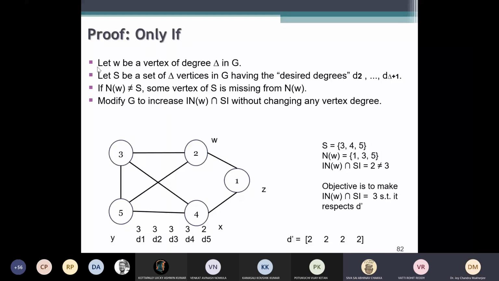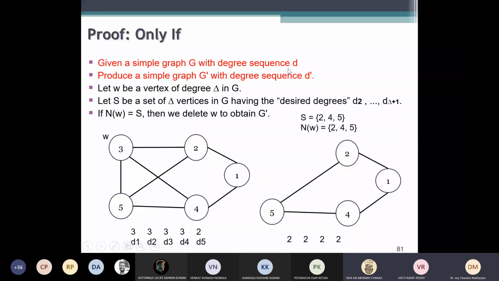Basically, you are given a graph G with degree sequence D. Now your task is to produce a simple graph G prime with degree sequence D prime. So what you will do first, suppose this graph is given to us, whose degree sequence is 3332. Now you choose any vertex having degree 3. Suppose you choose this one, and you delete it.